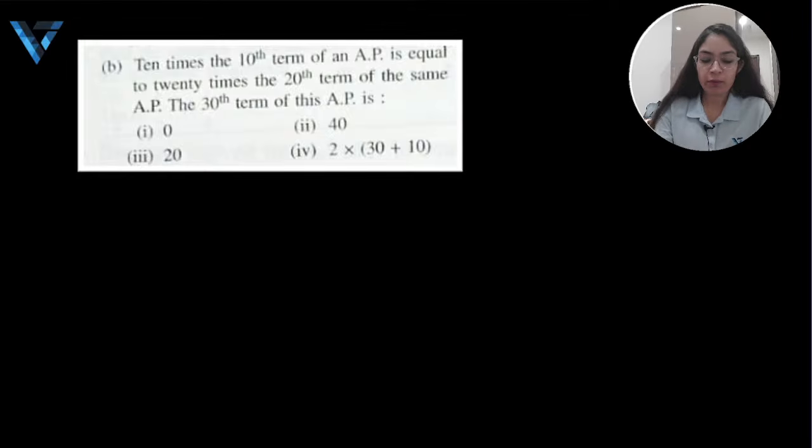Tell me the given things, then we will solve. Tell me what's given to us. It's given that 10 times the 10th term of an AP is equal to 20 times the 20th term of an AP. All the time, whatever language is given to us, we just have to convert this language into a mathematical equation. So what will be the equation here? It's very simple, just try it and tell me.